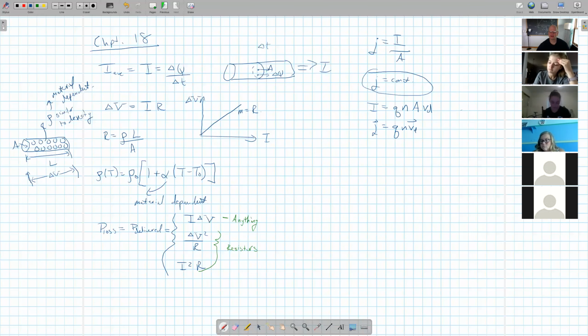Finally, we have the microscopic version of Ohm's law. The microscopic version of Ohm's law says that the conductivity times the electric field is equal to the current density, where conductivity is equal to 1 over resistivity. So that's that.